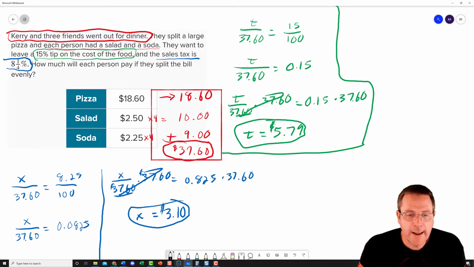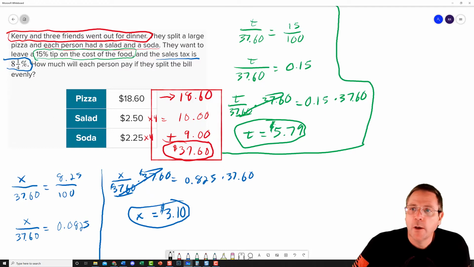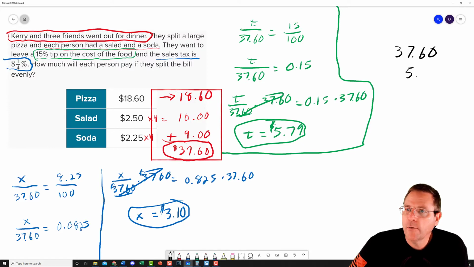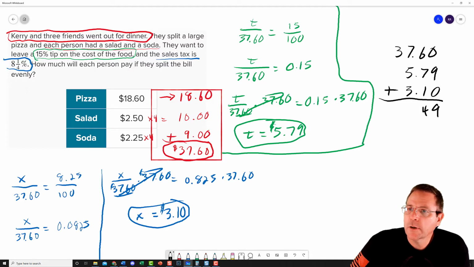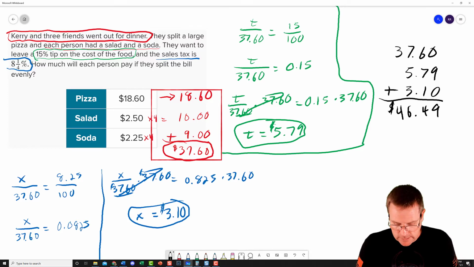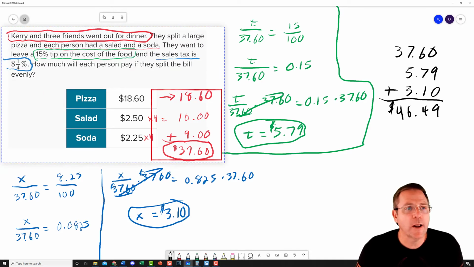Now we're going to start adding some stuff up. So we know the cost of the food was $37.60. We know the tip was $5.79, and we know the tax is $3.10. Add all that information up, and we get a total of $46.49. But we are not done.